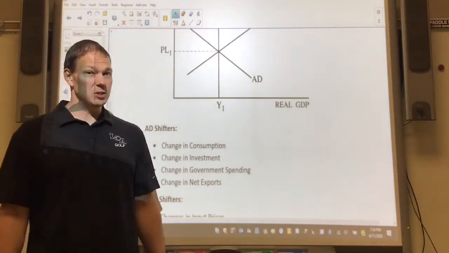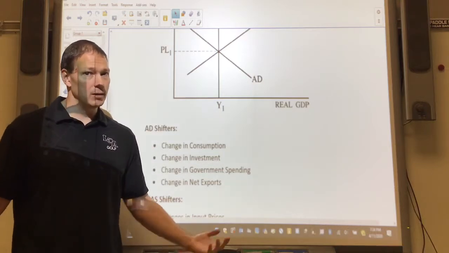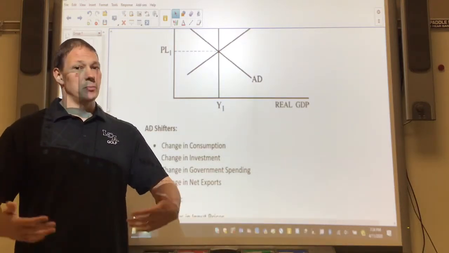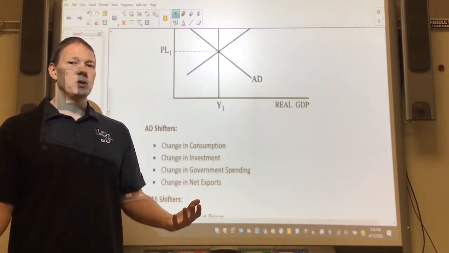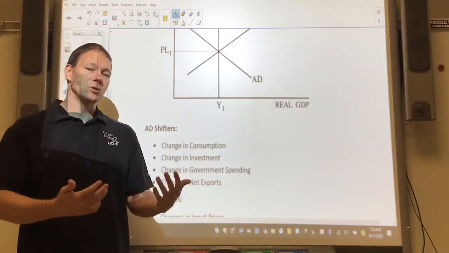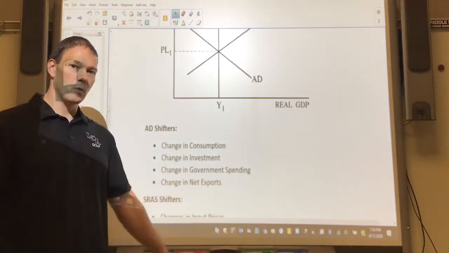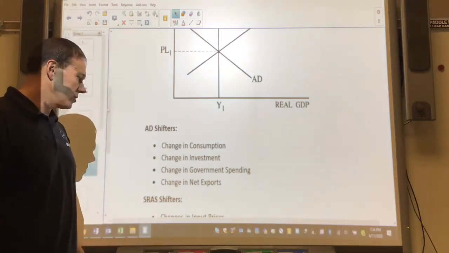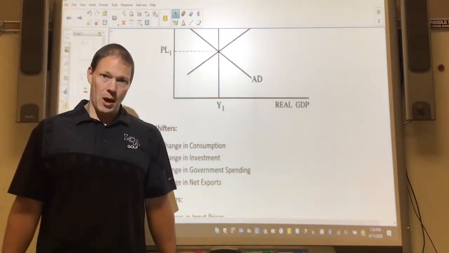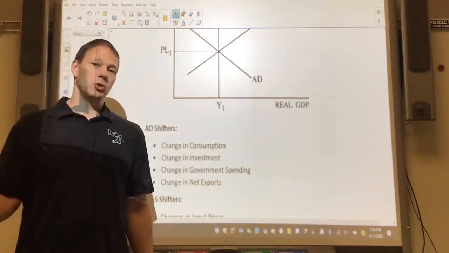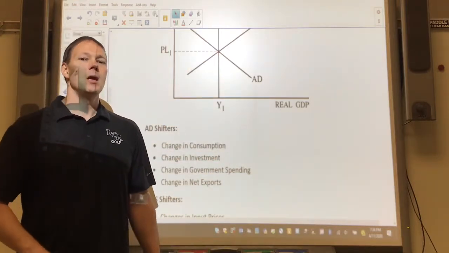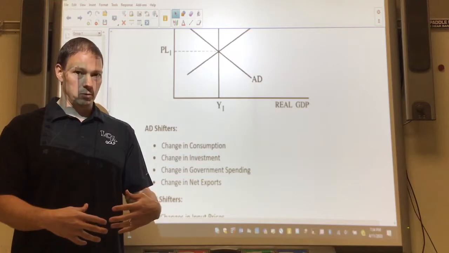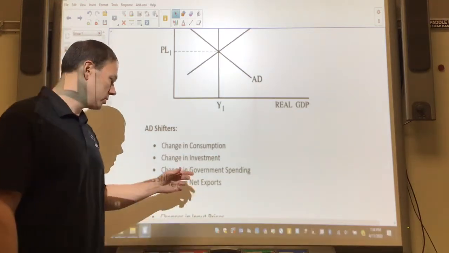Number 3, any change in government spending. Remember, the government's a player in the economy, like everybody else, and a pretty big player. They spend trillions every year, so whether they spend more or less, that's going to influence the economy. Are they building more roads and highways, expanding national defense, and so forth? And then, of course, number 4, a change in net exports. Remember, demand does not just measure how much Americans want to buy our goods, but how much everybody in the world wants to buy our goods. So any change in net exports.